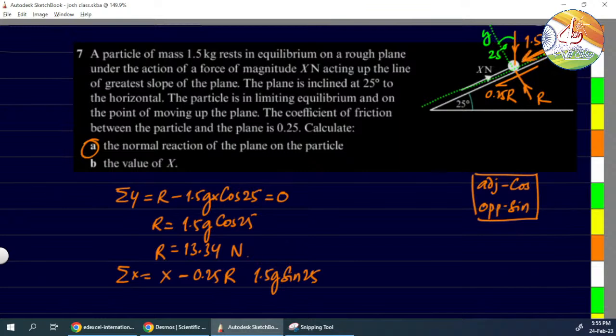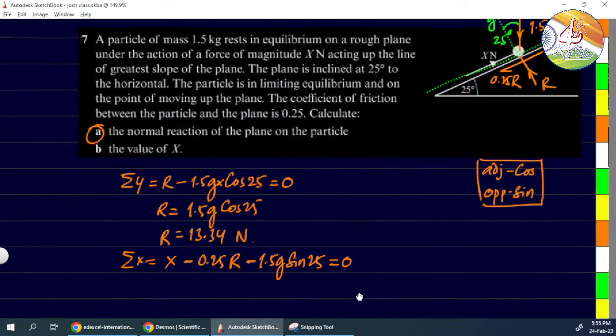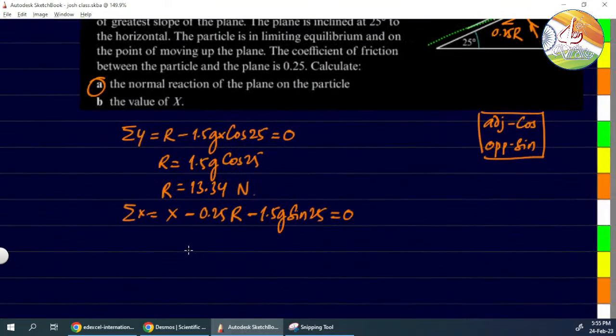Opposite to x now. So because it is opposite to x, this should be minus. Clear? So that's the thing. So this total should be 0. When R value is known, we can substitute it here and find x. So 0.25 times 13.34 plus 1.5 g sine 25. So find it.